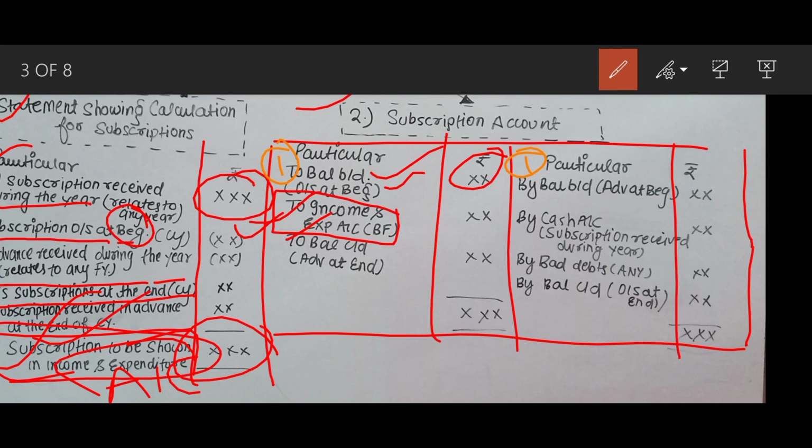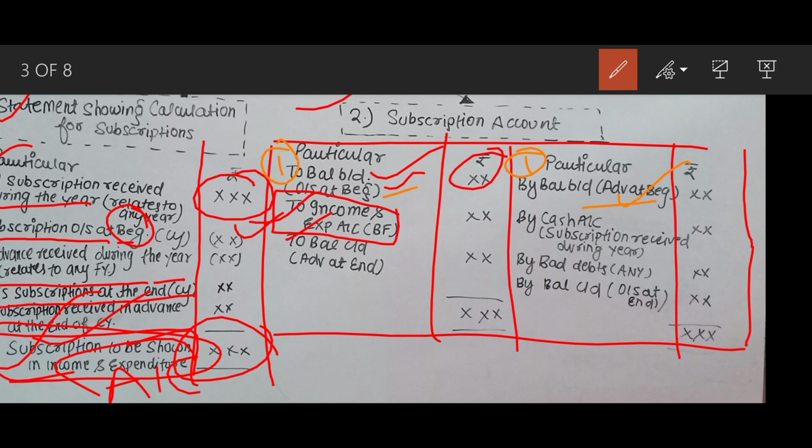First of all you have to write outstanding at the beginning, then you have to write advance at the beginning. As we were doing in the statement, we were deducting outstanding at the beginning but adding outstanding at the end, and in the same manner we were doing with advance. The same procedure is being done here, but in the form of an account. Balance BD of advance at the beginning is written on the opposite side, because outstanding and advance are opposite items.